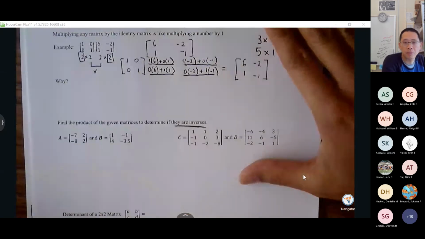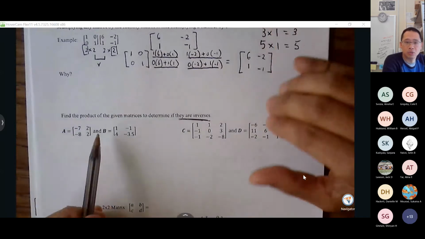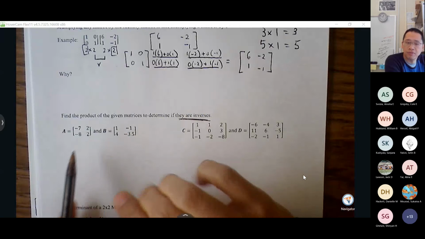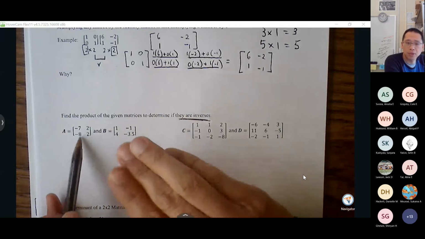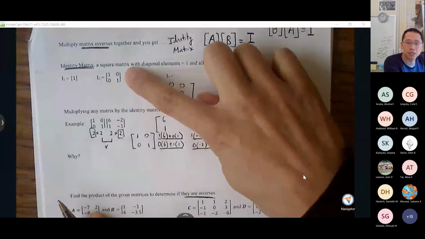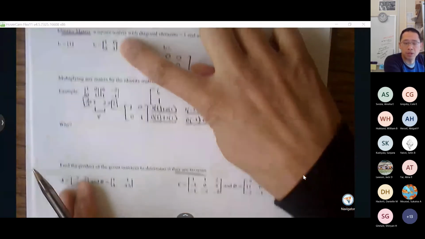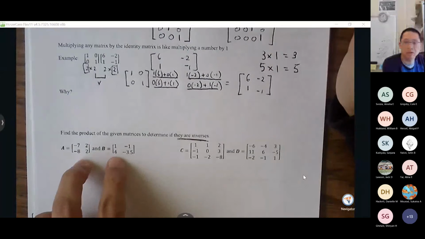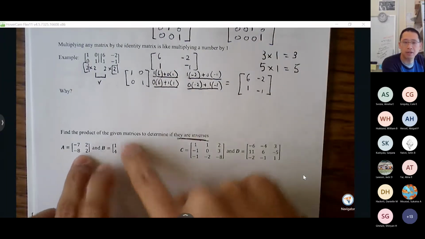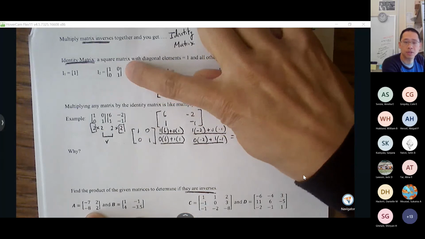We're going to do that when we pick up class tomorrow, when we find the product of two given matrices. If we can show that multiplying matrix A and matrix B will produce a 1, 0, 0, 1, then we can conclude that these must be inverses of each other, because they have a way of canceling each other out to produce this identity matrix.